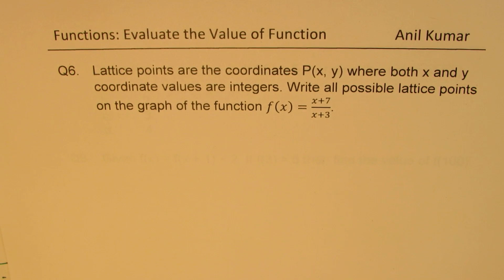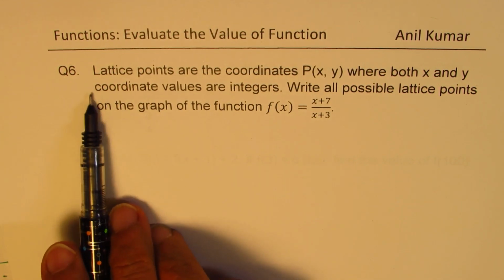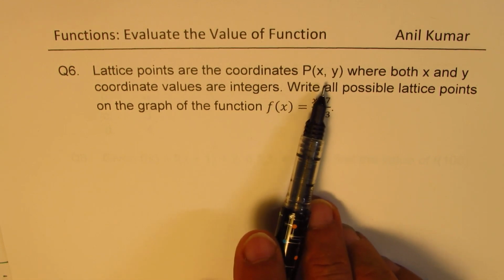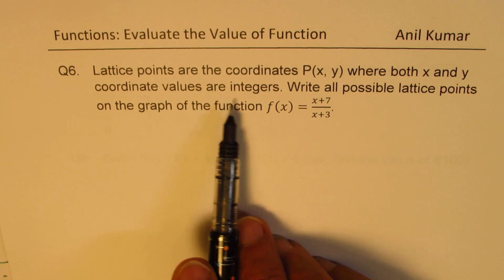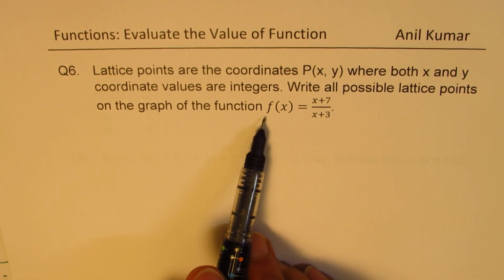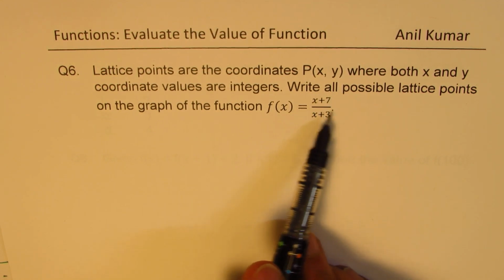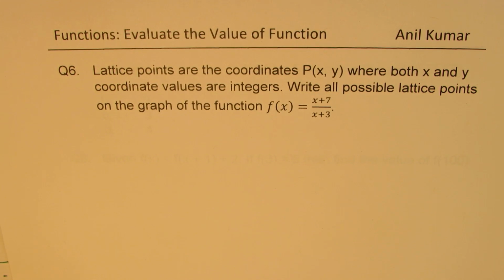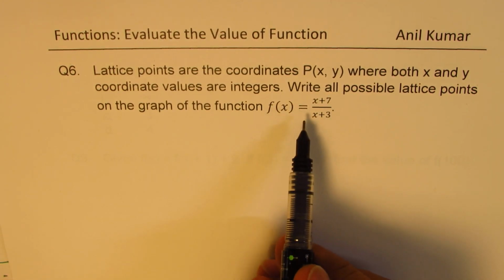Number 6. Now we have already crossed the mid mark. These are slightly difficult questions. I should say level 2 and level 3 questions. Question number 6 here is, lattice points are the coordinates (x, y) where both x and y coordinate values are integers. Write all possible lattice points on the graph of the function f of x equals x plus 7 over x plus 3. Now many times in multiple choice questions we will have how many lattice points are there on this graph, right? So that becomes a multiple choice question. You may have to answer 4, 5, 6, 7, something like this, okay? Let's see how to figure out and how to solve this.